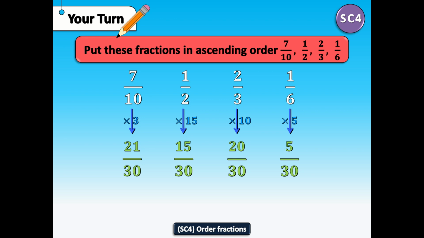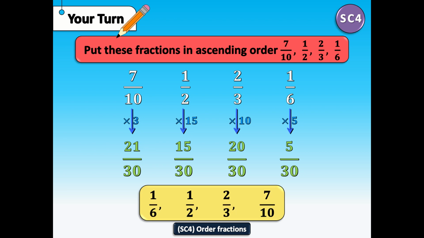So I can see the smallest fraction is 5/30, so that's 1/6. The next smallest is 15/30, so that's a half. The next smallest is 20/30, so that's 2/3. And the biggest fraction is 21/30, so that's 7/10.